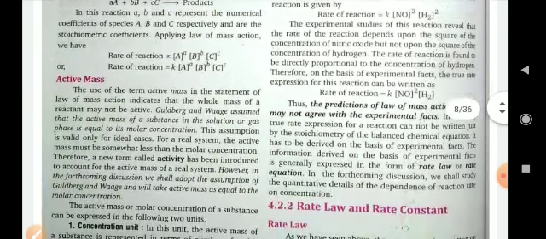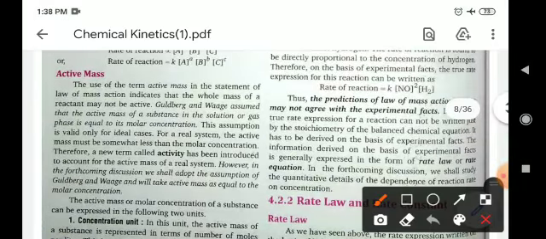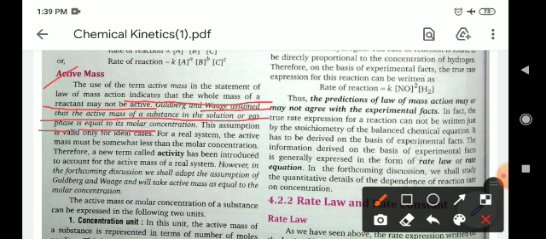Okay, so what are the active masses? The term active mass in the statement of law of mass action indicates that the whole mass of a reactant may not be active. That is the meaning of active mass. Goldberg and Waage assumed that the active mass of a substance in a solution or a gas phase is equal to its molar concentration. The assumption is valid only for ideal cases. For real systems, the active masses must be somewhat less than the molar concentration. Therefore, a new term called activity has been introduced to account for the active masses of real systems.